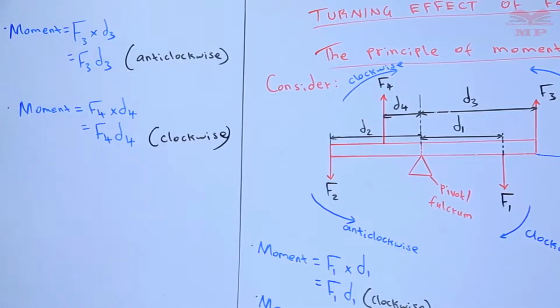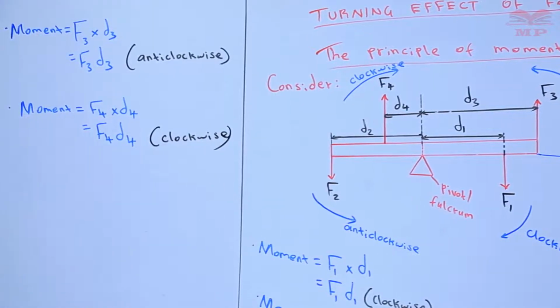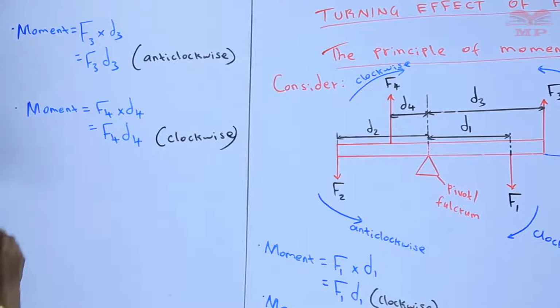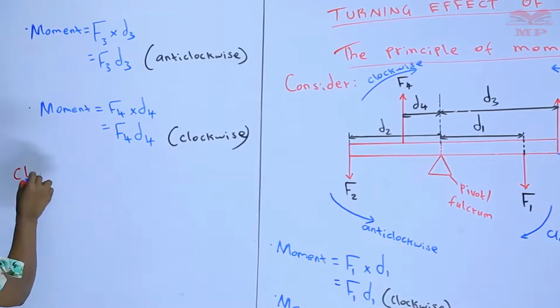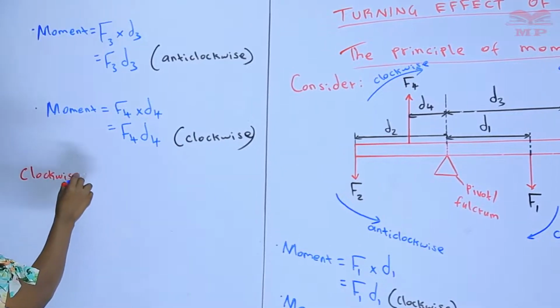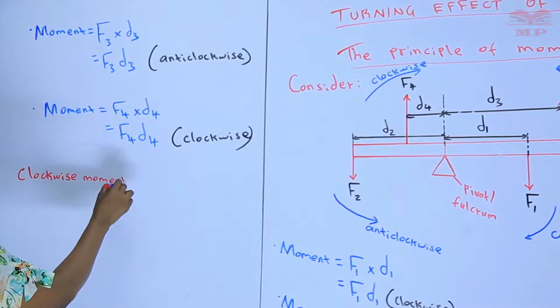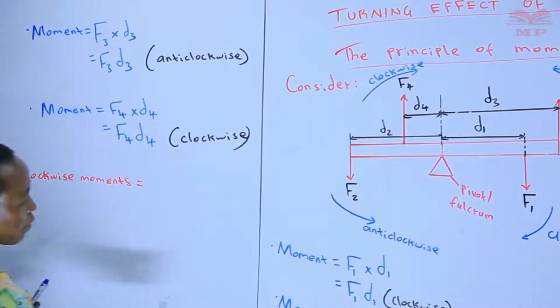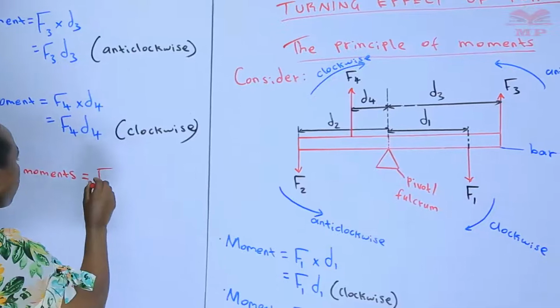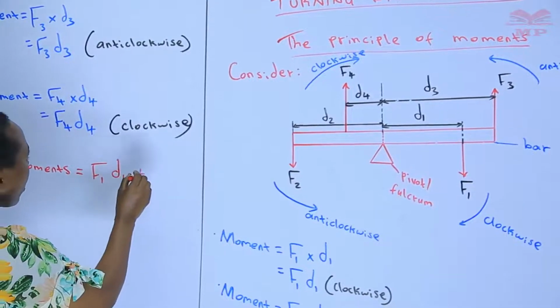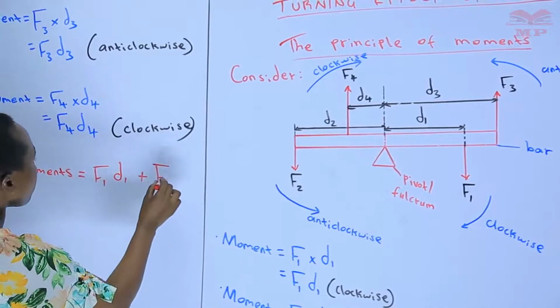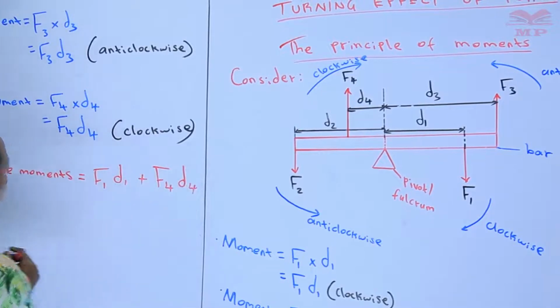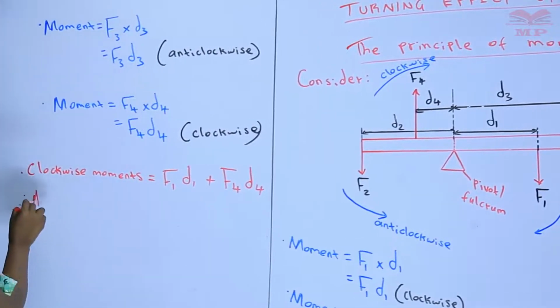Now, we want to combine the clockwise moments, so we'll write down the clockwise moments. We have the first one, F1, D1, and the second one is F4, D4. Then the anti-clockwise moments.